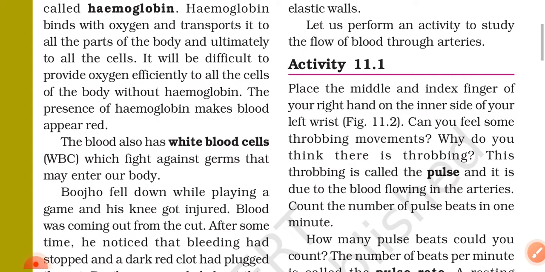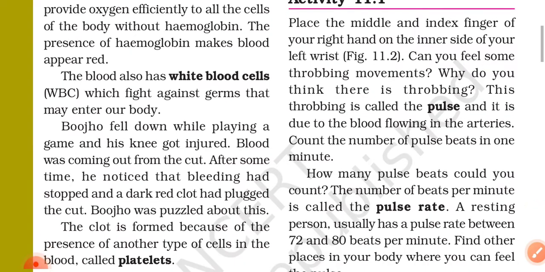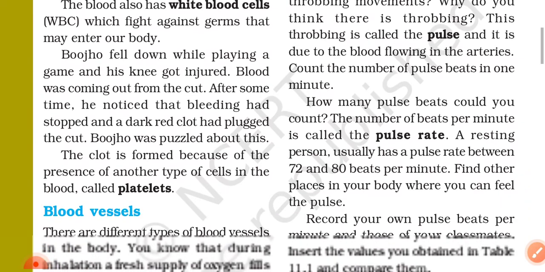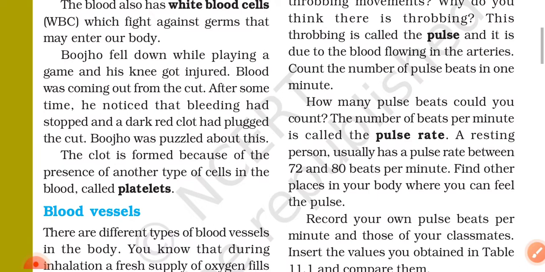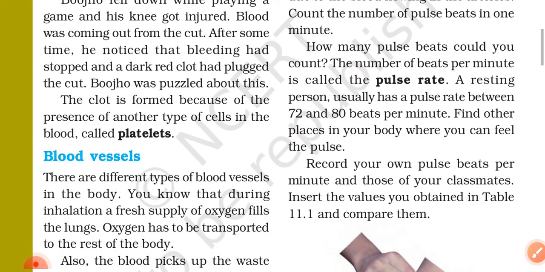Can you feel some throbbing movement? Why do we think there is throbbing? This throbbing is called the pulse and it is due to the blood flowing in the arteries. Count the number of pulse beats in 1 minute. How many pulse beats could you count? The number of beats per minute is called the pulse rate. A resting person usually has a pulse rate between 72 and 80 beats per minute.